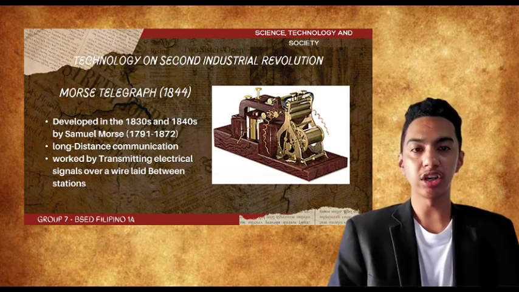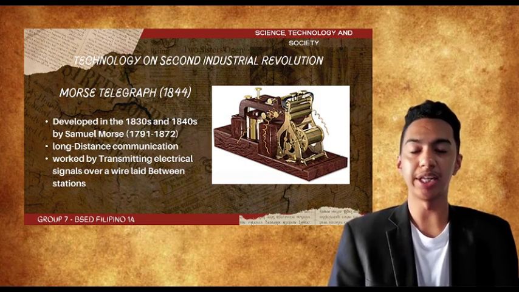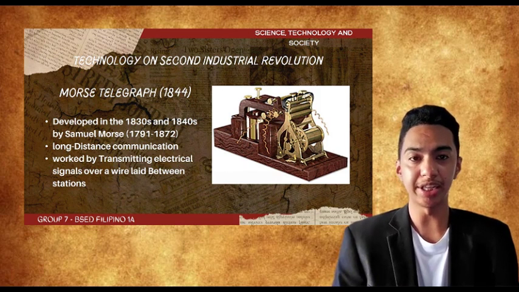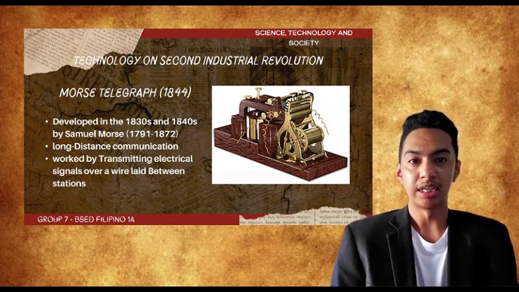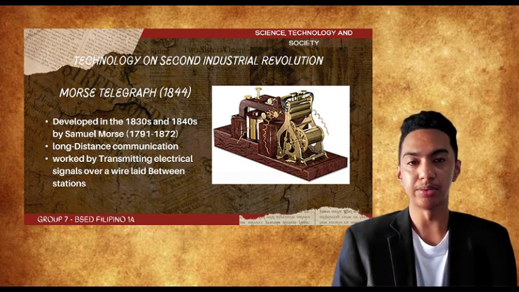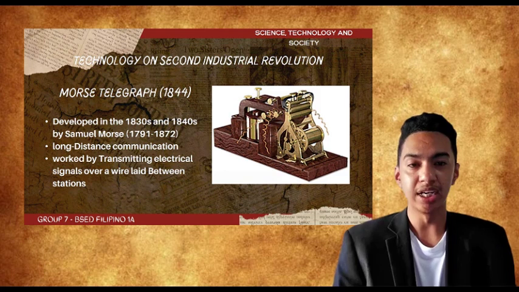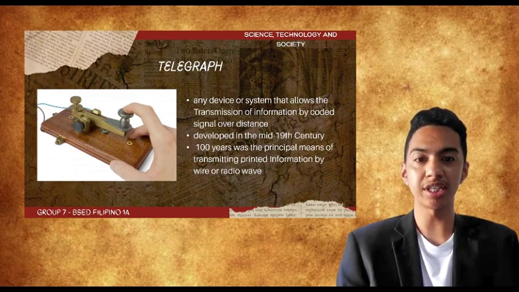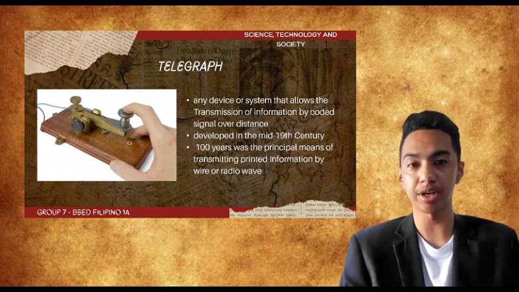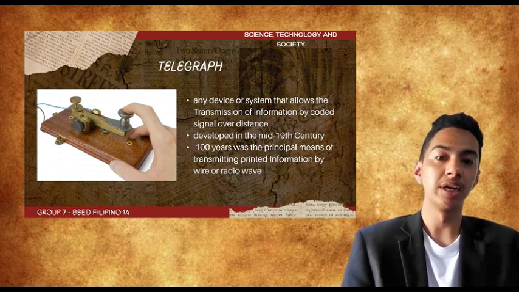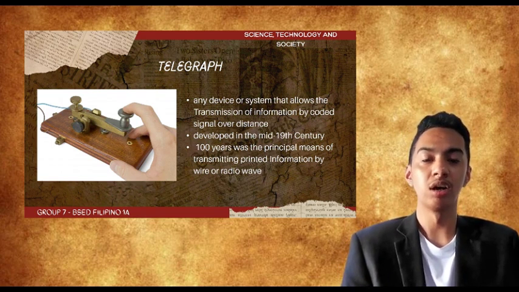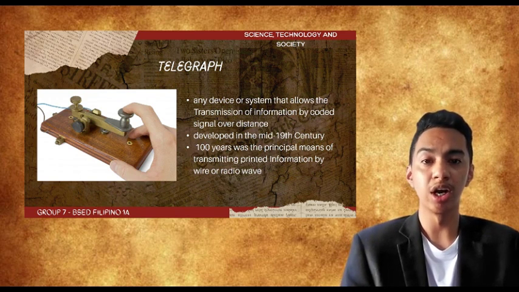An example of technology in the Second Industrial Revolution is the Morse telegraph in 1844. It was developed in the 1830s and 1840s by Samuel Morse, 1791 to 1872. It is long-distance communication that worked by transmitting electrical signals over a wire laid between stations. The telegraph is any device or system that allows the transmission of information by coded signal over distance, developed in the mid-19th century. For 100 years it was the principal means of transmitting printed information by wire or radio wave.